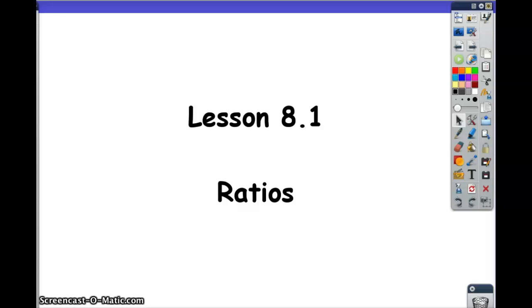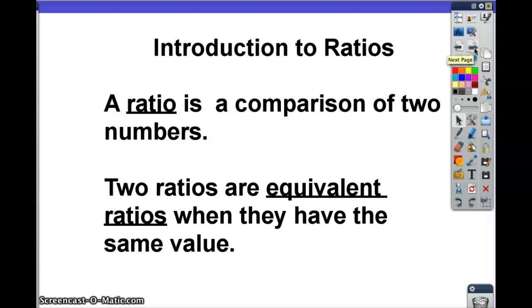This is lesson 8.1, ratios. We'll start with a couple of vocabulary terms. A ratio is a comparison of two numbers, and two ratios are equivalent ratios when they have the same value. So make sure you copy these two vocabulary terms down before you proceed on.